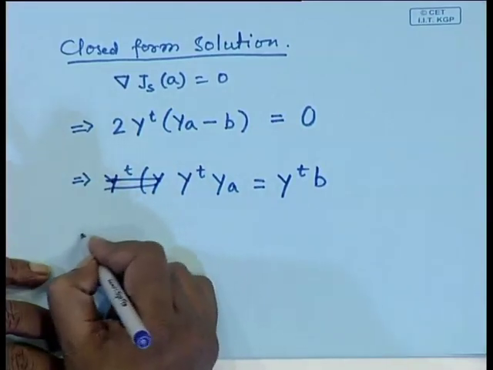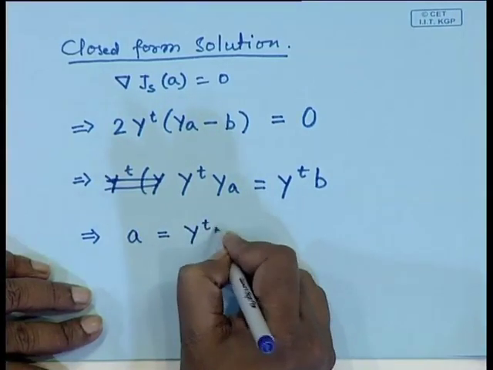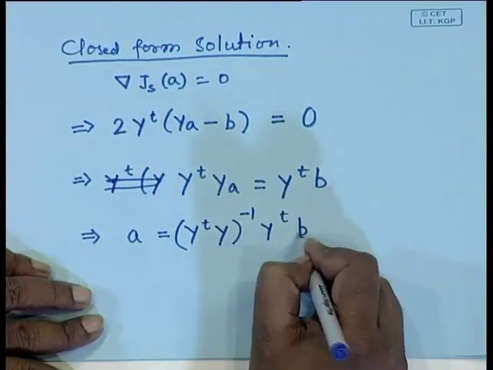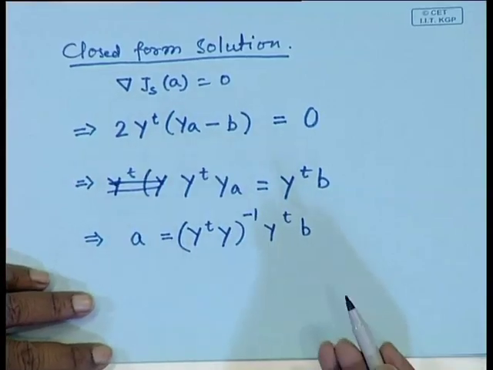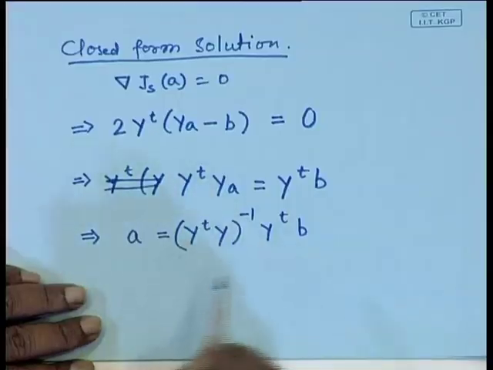Okay. And from here, I get a solution for A, which is equal to (Y transpose Y) inverse of this Y transpose B. Now, over here you find that though Y is a rectangular matrix of dimension n by d, Y transpose Y will be a square matrix of dimension d by d, because Y is n by d. So, Y transpose is d by n, Y is n by d. So, d by n multiplied with n by d matrix becomes a square matrix. And quite often this matrix is non-singular.